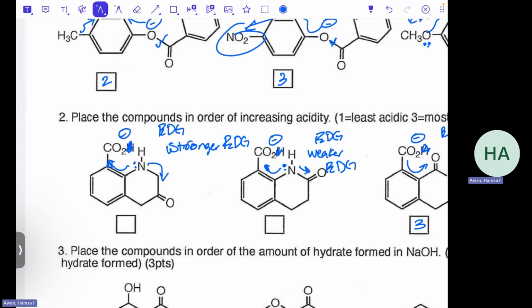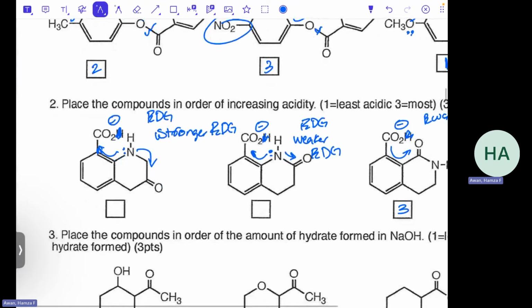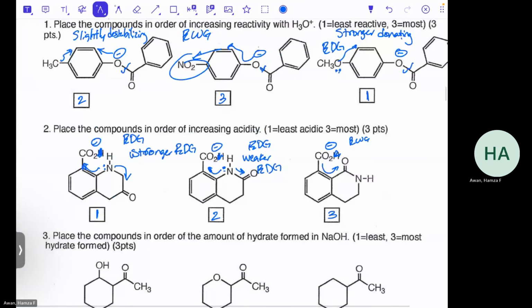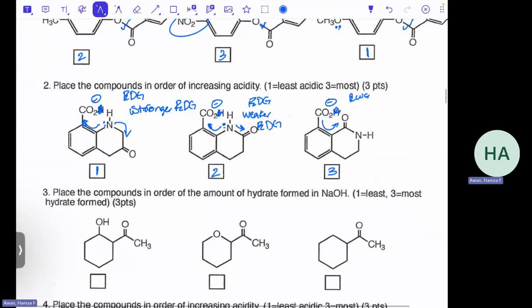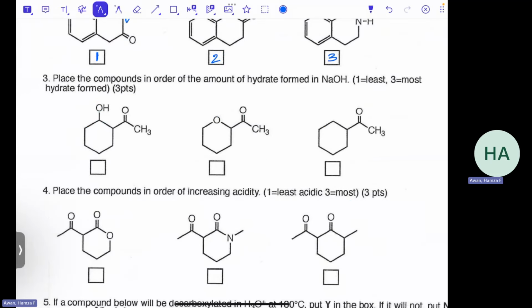And because it's a stronger electron donating group, it's going to be the least acidic, and this is going to have the middle acidity. Are there any questions on that one? All right. So moving on. Place the compounds in order of the hydrate formed in NaOH.